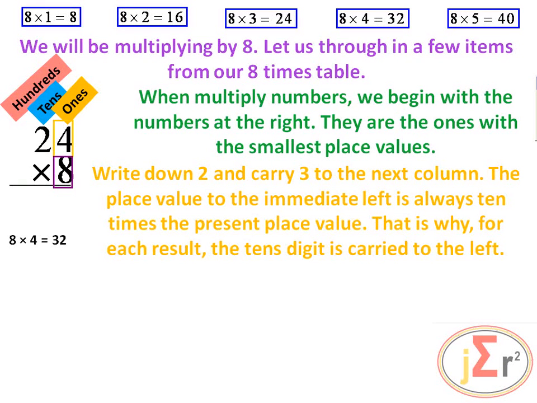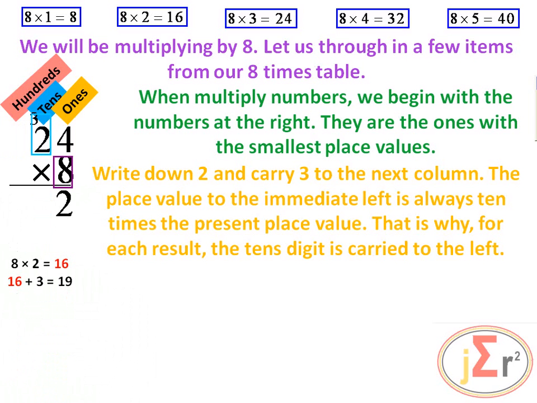The place value to the immediate left is always 10 times the present place value. That is why for each result, the tens digit is carried to the left. So if we have a number like this standing alone, this is 32, which means 3 tens and 2 ones. The ones will remain in its rightful place, and the 3 tens will be carried to the left column, in which we find the place value of greater significance, whose value is 10 times the present place value. So 2 and carry 3.